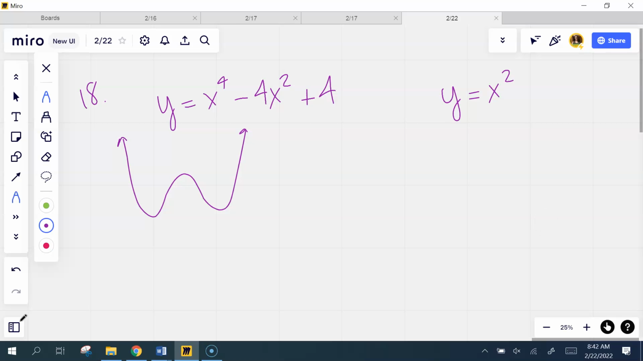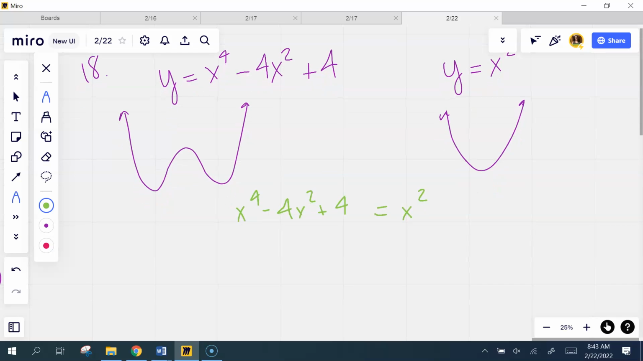And the quadratic looks something like this. This one is shifted up 4. I'm not sure what effect that's going to have on my graph. But let's see if we can find the intersection points first. Set them equal to each other. So x to the fourth minus 4x squared plus 4 equals x squared. Of course, make it equal 0.